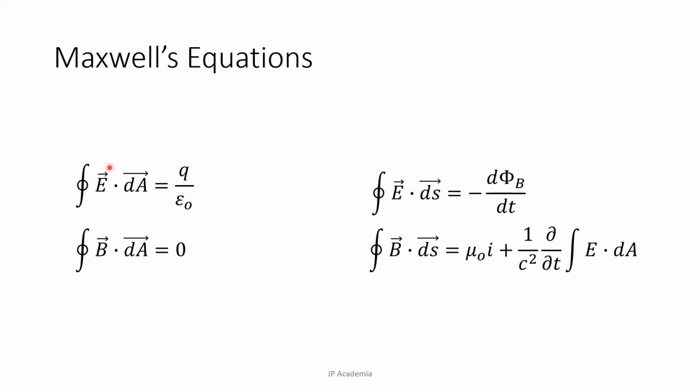First, we have this equation, the Gauss law for electricity. Wherever a charge exists, an electric field diverges from it or into it. Therefore, the area integral of the electric field provides a measure of the net charge enclosed in that area.